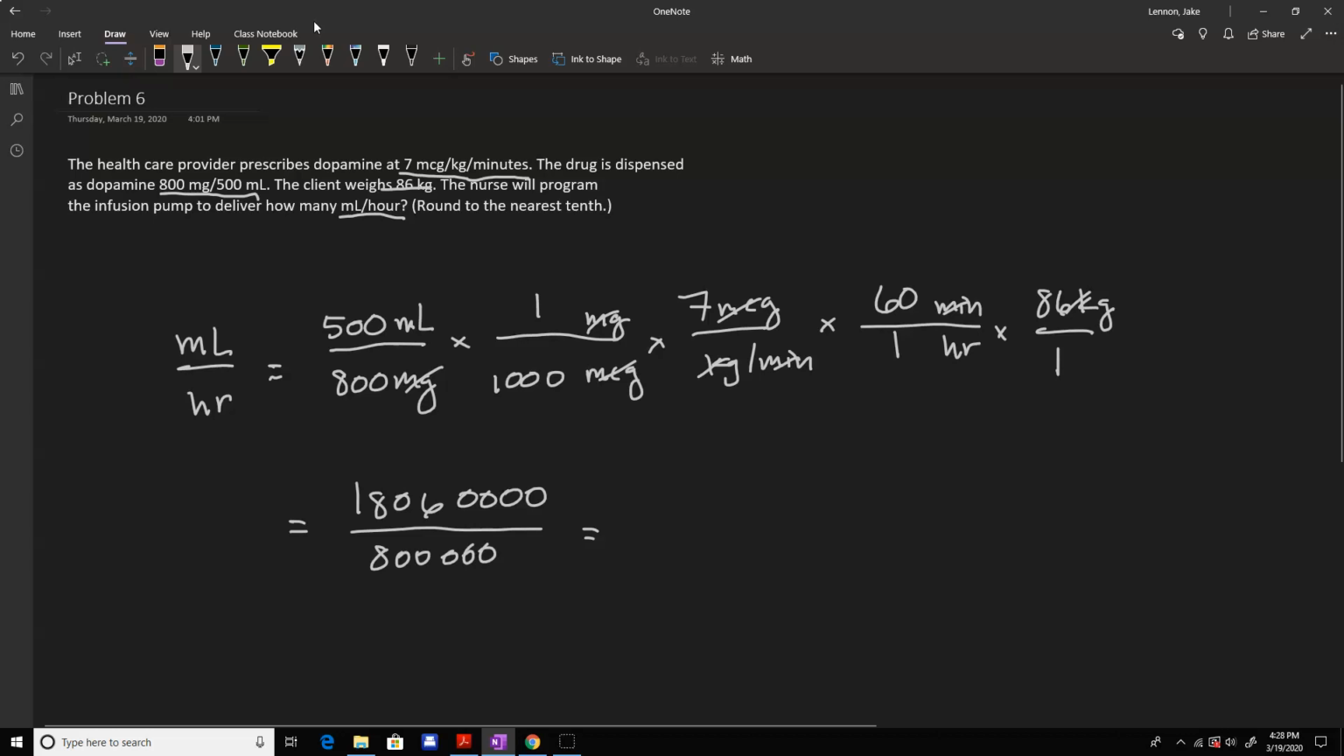So if you multiply on top, you get 18,060,000, and on bottom you get 800,000. So when you divide those, what do we get for our answer? We get 225.75, and they want us to round to the nearest tenth. So the 5 at the very end of this decimal is going to bump the 7 up to an 8. So our answer will be 225.8 milliliters per hour. And that's that.